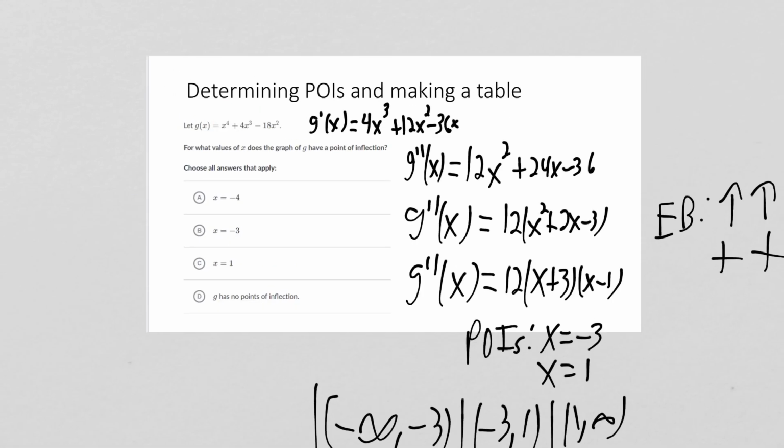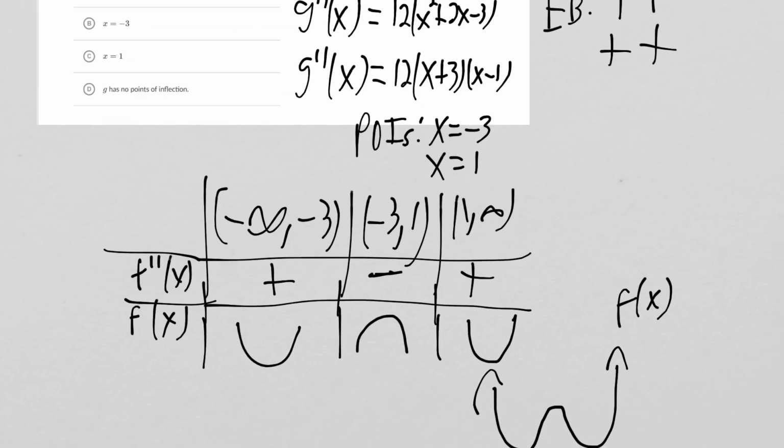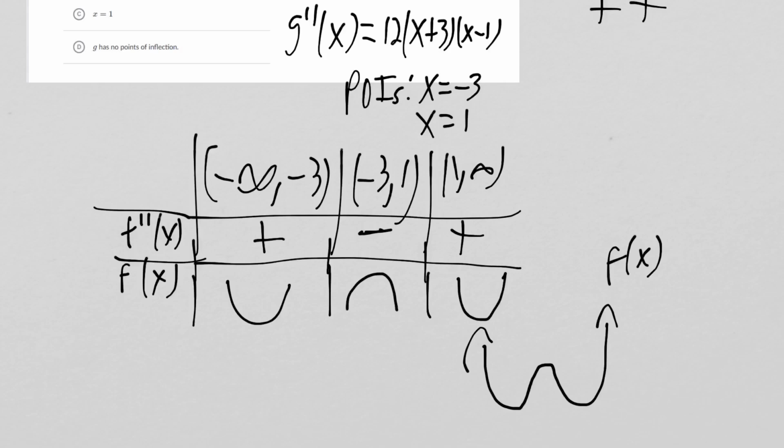It's a degree 4 polynomial, so it's got to have end behavior up, up, and what g double prime tells us is how the concavity changes, which must mean we have this middle section where it comes back up and is concave down for a second.